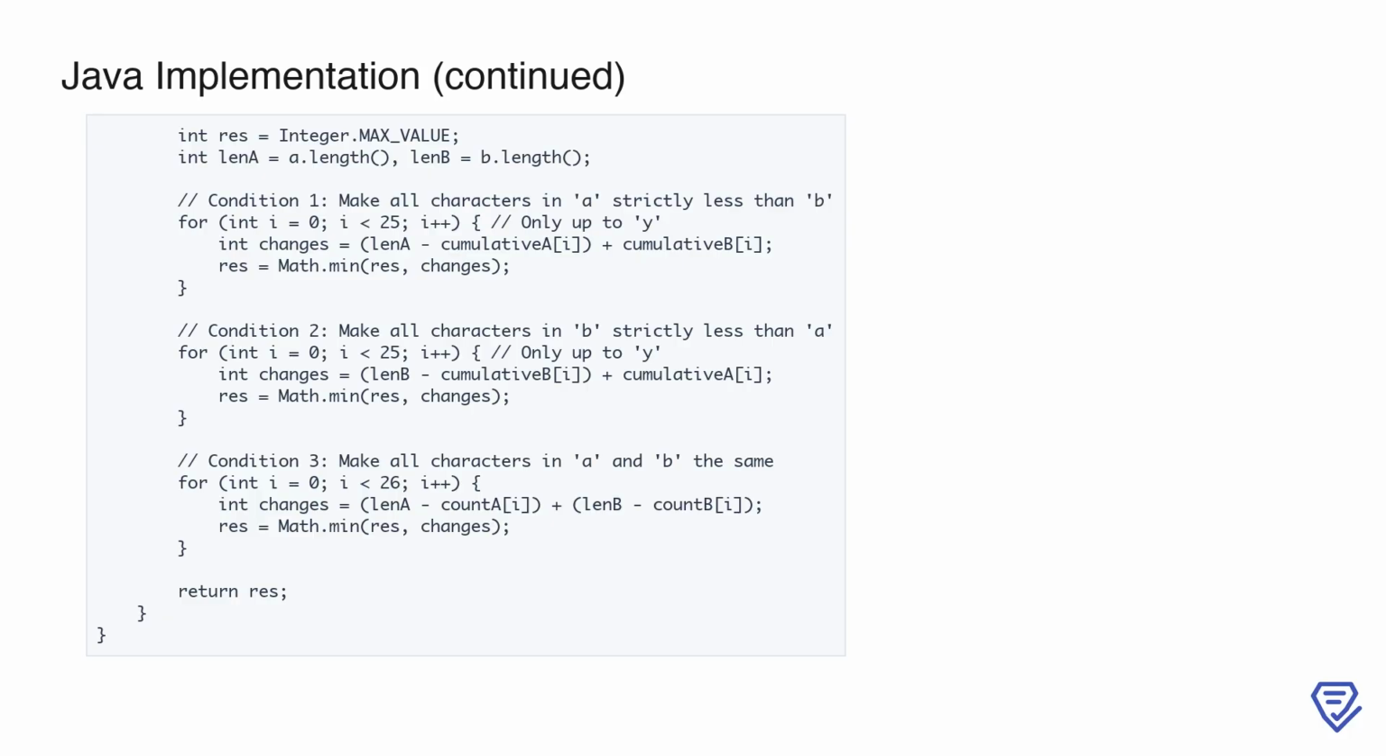The second condition is similar but reversed, making all characters in B strictly less than those in A. Again, we iterate up to y and calculate the required changes. Finally, the third condition ensures all characters in A and B are the same. For each letter, we calculate the cost of converting all other characters in both strings to the current letter. After evaluating all three conditions, we return the smallest value of res, which represents the minimum changes required.